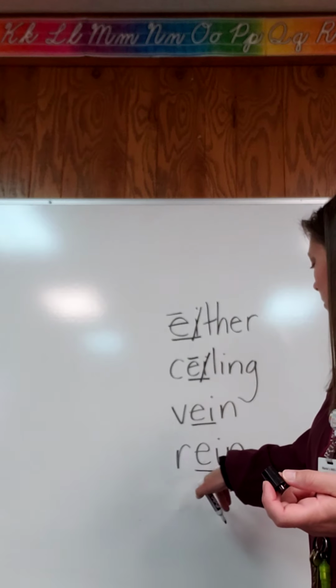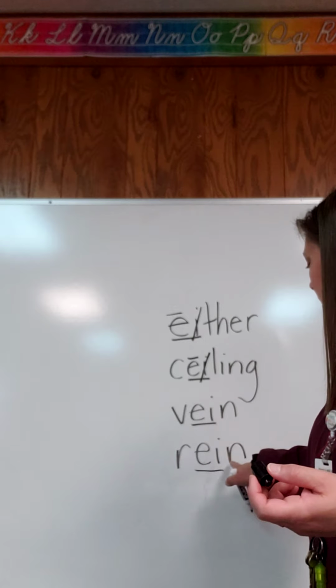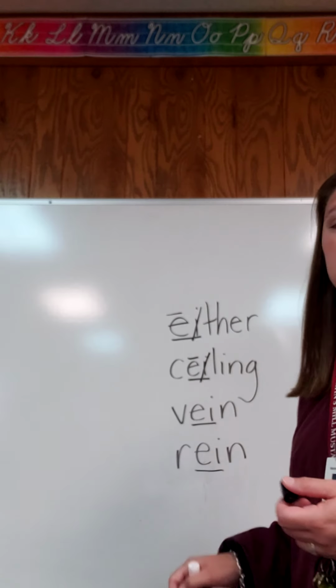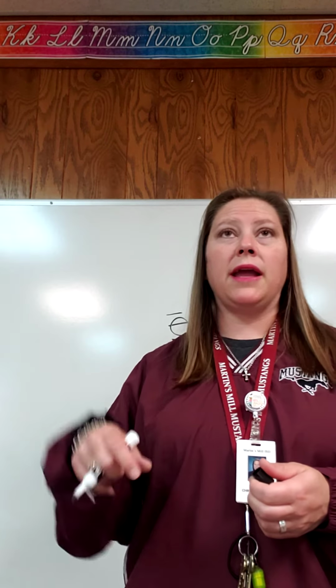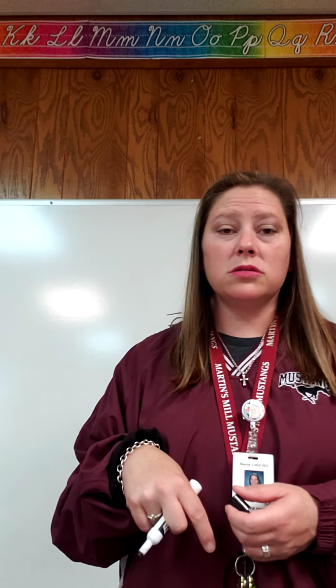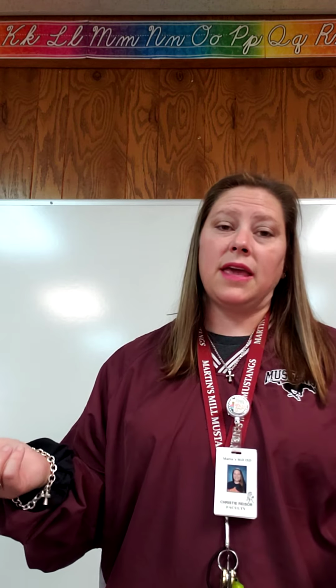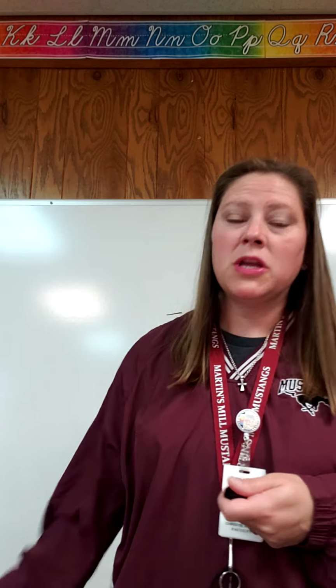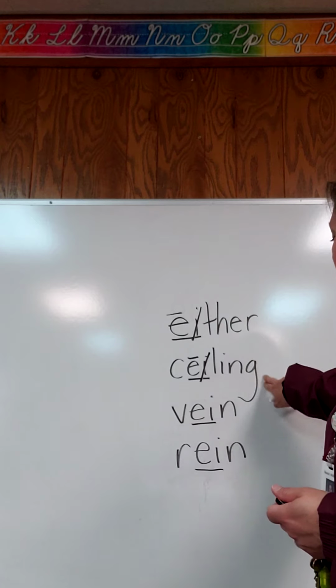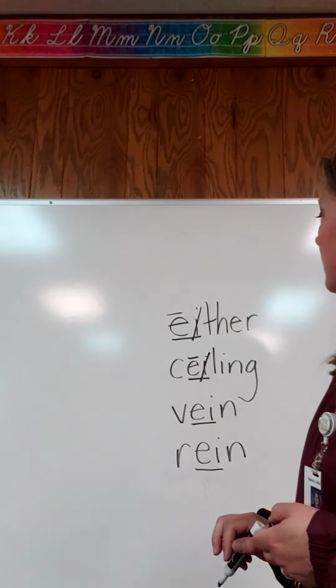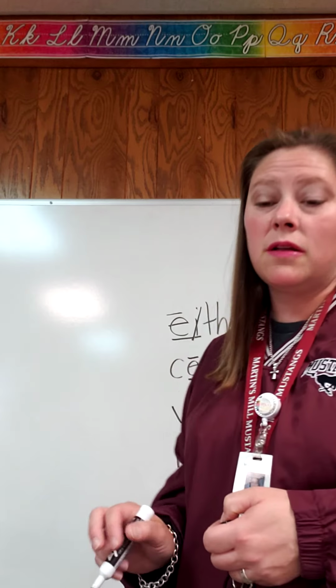R-E-I-N, rein. That's not like rain falling down. It's actually rein like a rein on a horse. Okay, reign of a king is actually a whole other spelling. So rein of a horse. Okay, so either, ceiling, vein, rein. Let's go ahead and finish up the coding on those.